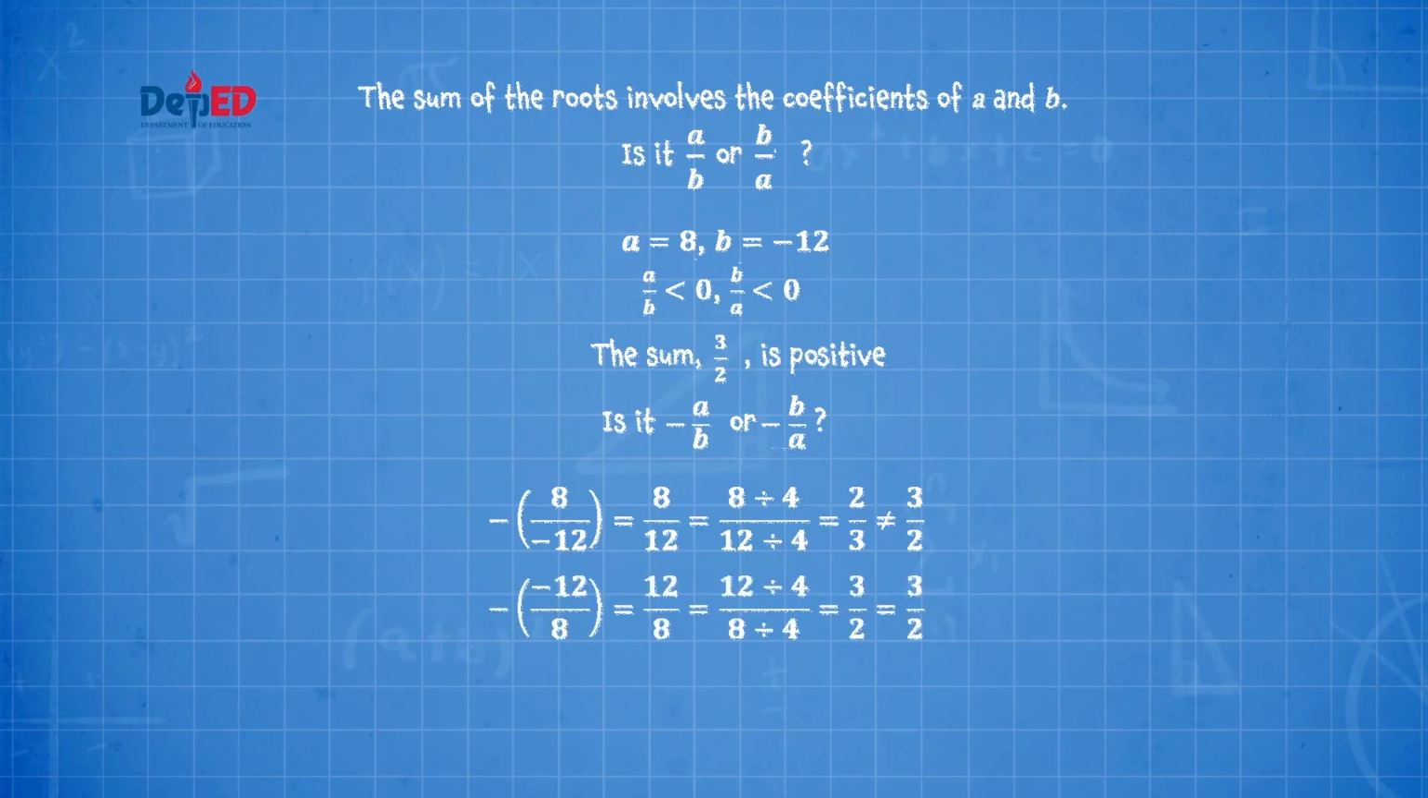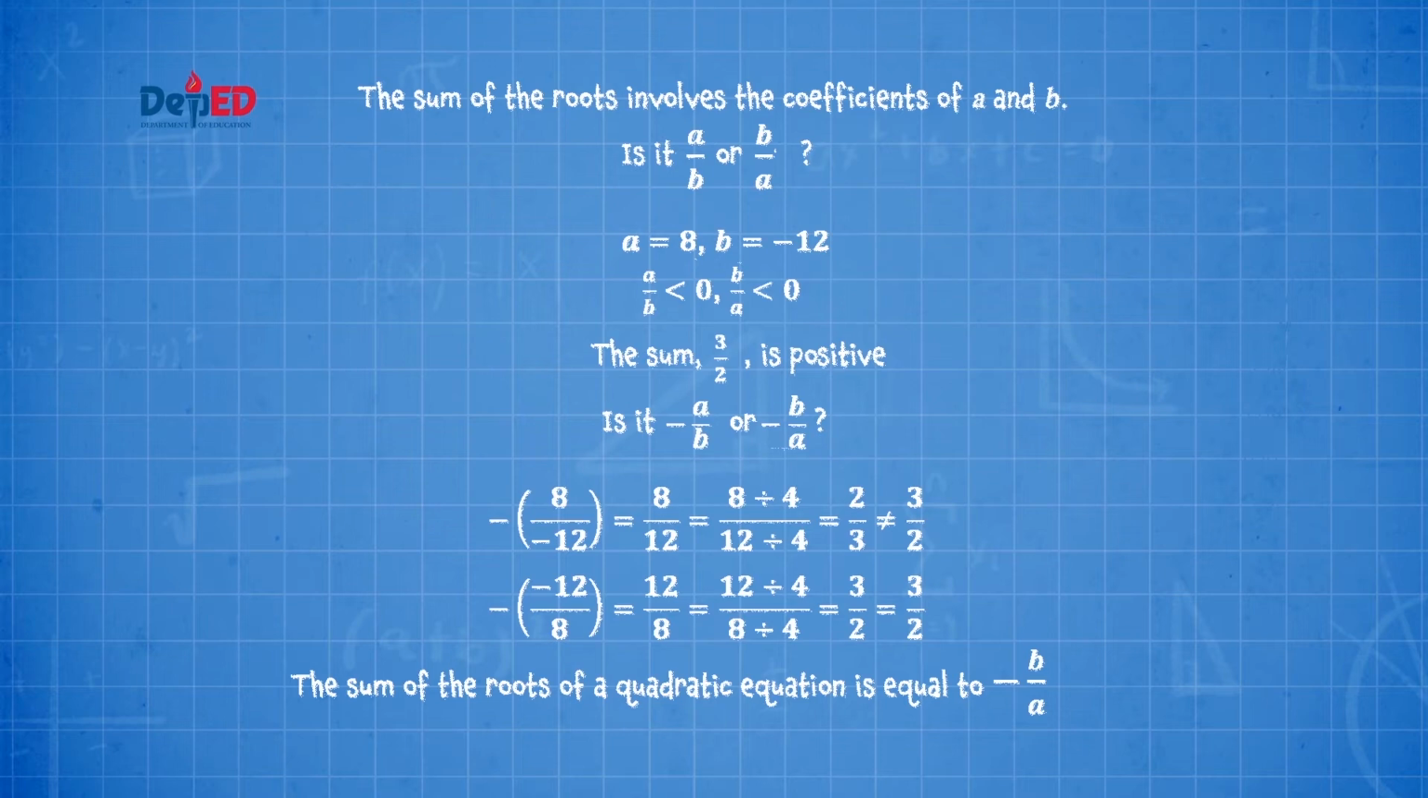Let's try negative of b over a. Negative of b over a is equal to the negative of negative 12 over 8, and it must be equal to 12 over 8, and can be simplified as 3 over 2. And yes, it is equal to the sum of the roots of the equation.